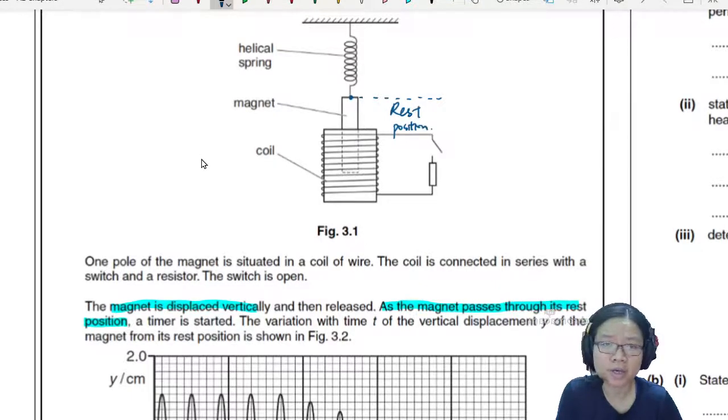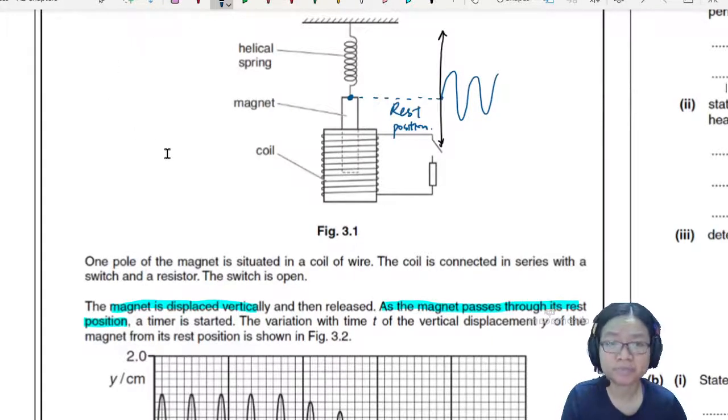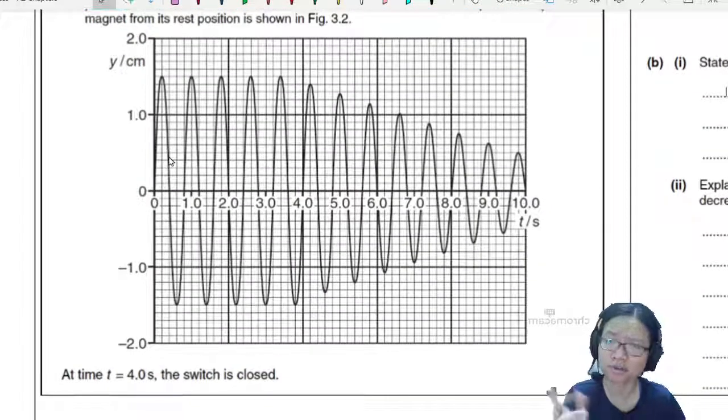So this means, when we draw this graph, because this magnet is going to oscillate up and down, we will just track the position of this reference point. So we start from here, it will oscillate up and down, up and down, up and down. Alright, so here is our graph.